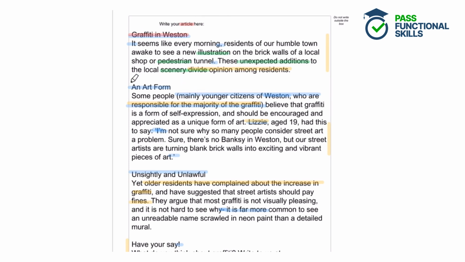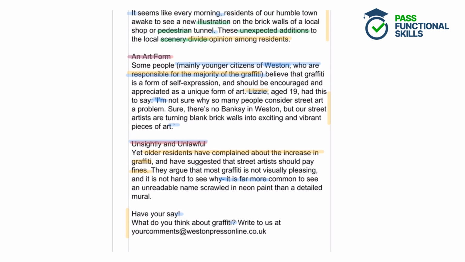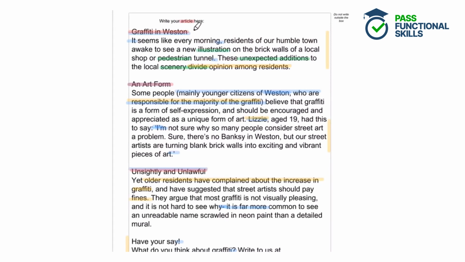And then we have some subheadings that have been used as well. Subheadings are really effective to try and break up your answer into different sections. And each subheading just gives a brief description of what each part of the writing is going to be about. So we've got an art form. Some people think that graffiti is art, and other people think that it is unsightly and unlawful. And then we've got a bit of an explanation in each paragraph there about that. So whenever you're writing an article, try to use headings and subheadings.